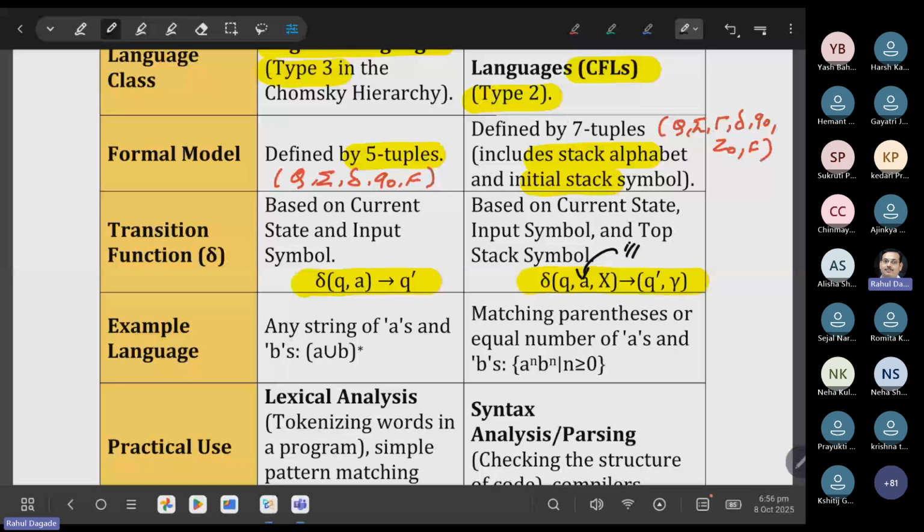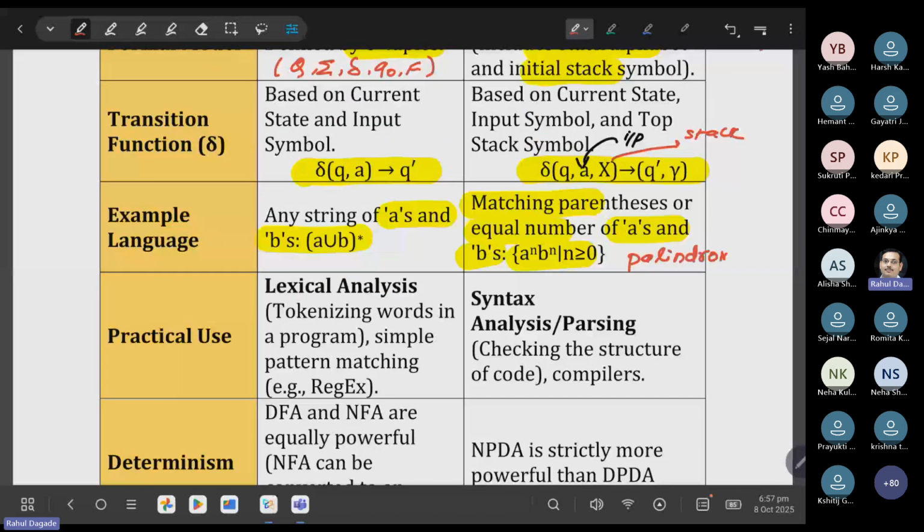What are the example languages that it can accept? It can accept any string of A's and B's, like (A union B) star, and it can do matching parentheses, or equal numbers of A's and B's, like A raised to n, B raised to n. It can also do palindromes. So it can accept the even palindromes.